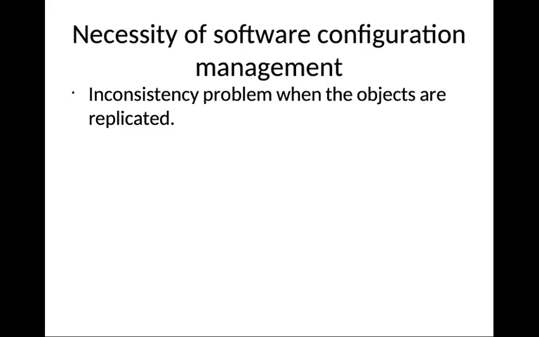Because if we try to integrate different modules, then this inconsistency will remain. For example, if I am writing a function which has two parameters and later I add a third parameter in my module and I do not intimate it to some other module developer, that developer doesn't know that I have made this change. Then when he calls that function, he will call it using two parameters. So when we integrate that software, that problem will occur. This is known as the inconsistency problem when the objects are replicated, that is, when we make duplicate copies of the same object.